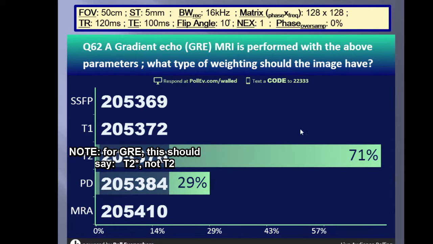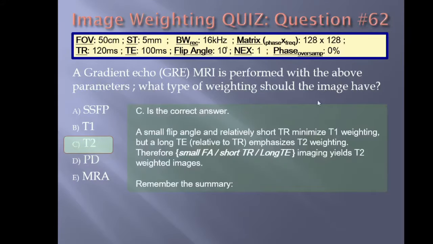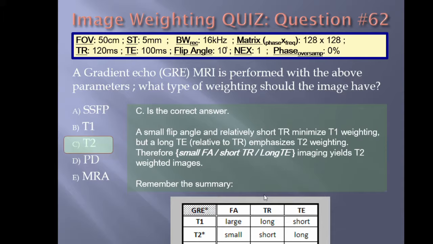T2, yes! Despite my trying to confuse everyone and getting confused myself, you guys got the right answer, which is it's a T2 weighted image, right? Let's refer to the thing. A flip angle of 10 is small. The TR of 120 is relatively short, and the TE is relatively long. So, bam.